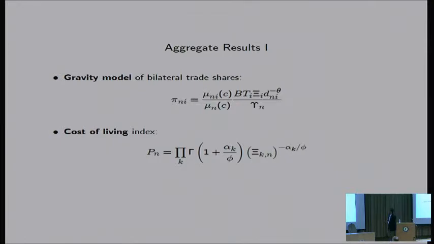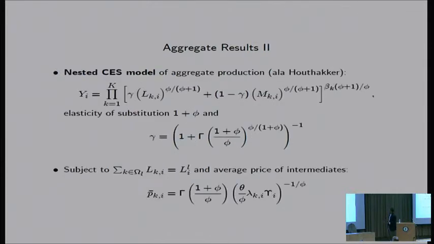Okay, this model gives a gravity type relationship, which I show there. It gives a cost of living index. And if I've totally lost you in describing the micro details of this model, it turns out you can think of it as just an aggregate CES production function in the nature of Houthakker, where you have a bunch of heterogeneous firms, and when you aggregate over them, you have a well-behaved aggregate production function. And for us, it'll be this kind of nested CES with Cobb-Douglas on the outside and CES on the inner nest with an elasticity of substitution 1 plus B.